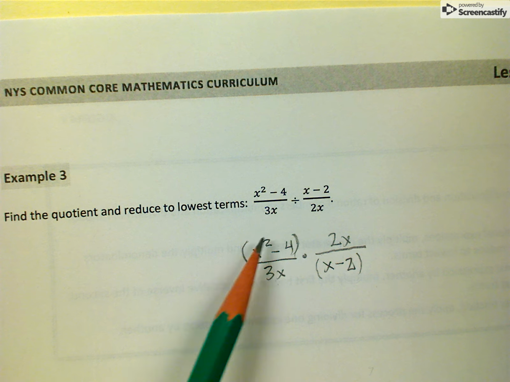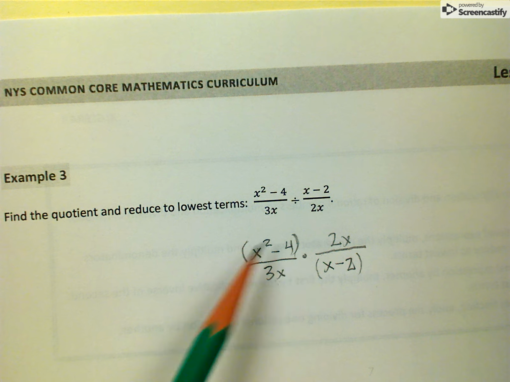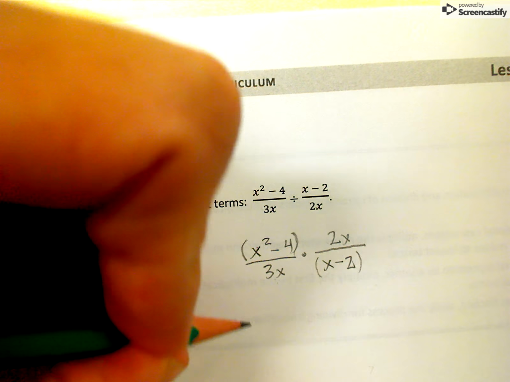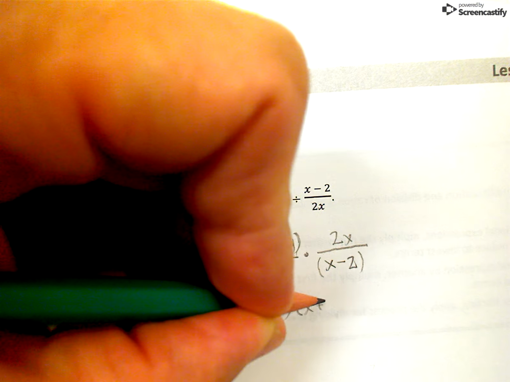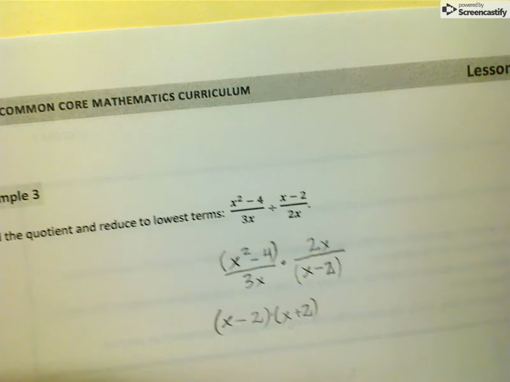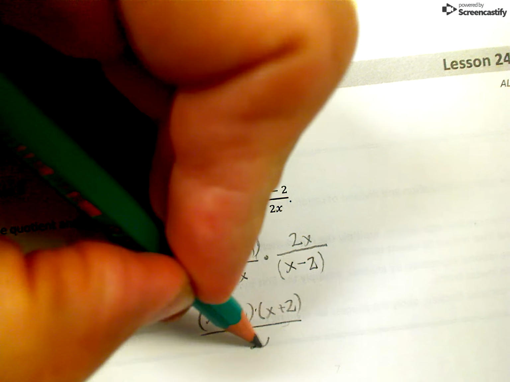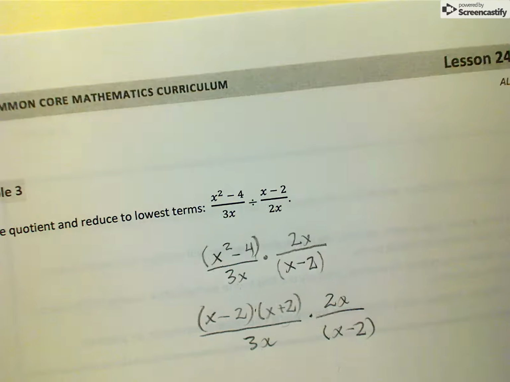But notice this pattern should be familiar to you by now. This is a difference of squares. And it's also a quadratic, and you can factor it using whatever techniques you want for factoring a quadratic. But you should also be comfortable just taking that x squared minus 4 and rewriting it like this. That's the difference of squares in its factored form. Of course, that's still divided by 3x, and we're still multiplying by 2x over x minus 2.